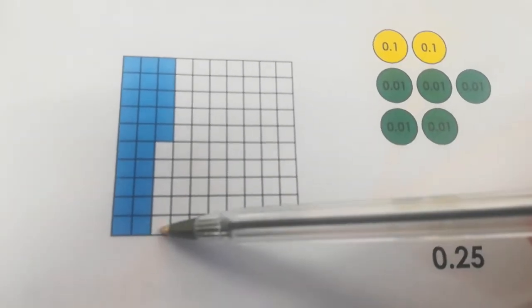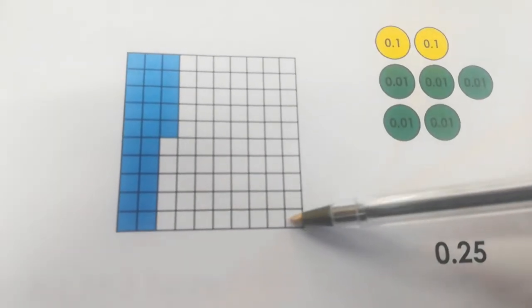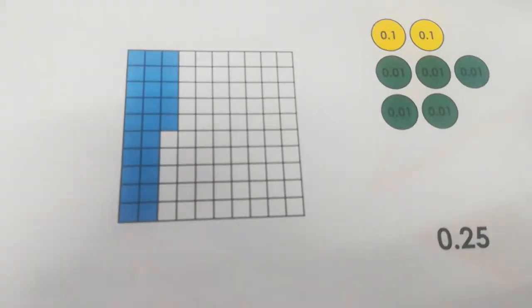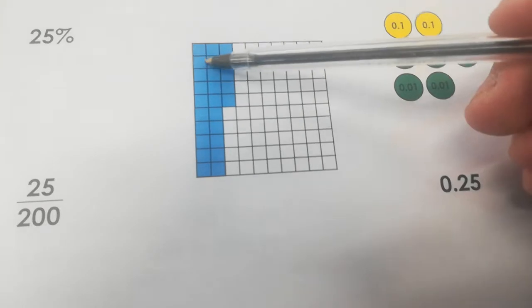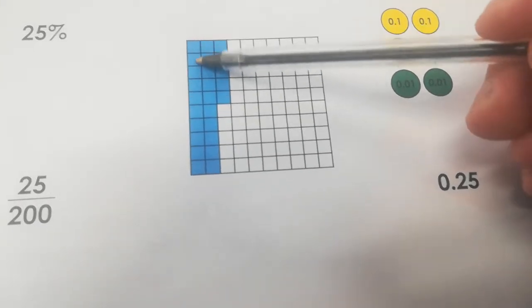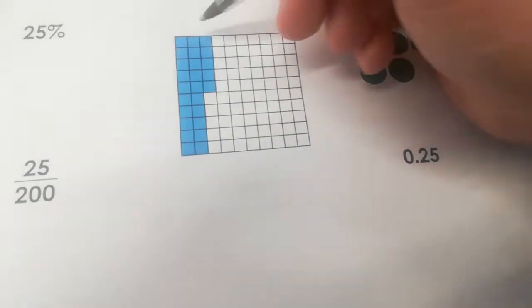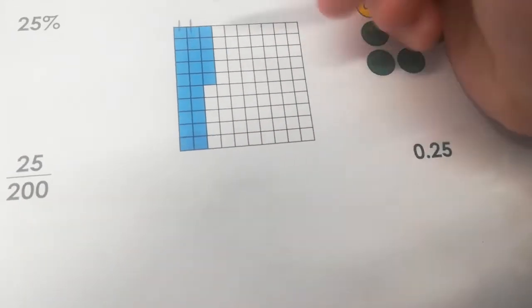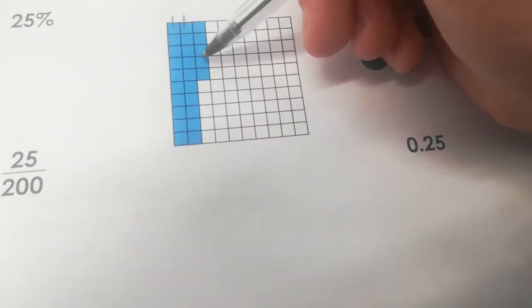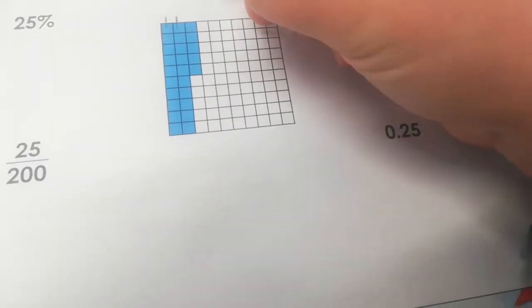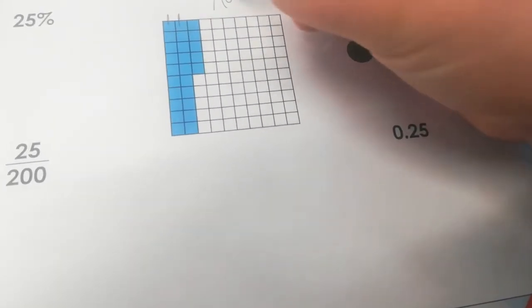We've got 1, 2, 3, 4, 5, 6, 7, 8, 9, 10. 10 by 10, this is 100 square. So what we have here is out of 100. Now, we know that one column, because I've just counted them, and we know 10 by 10, that's worth 10. That's worth 10, okay? So we count them up. We've got 10, 20, 21, 22, 23, 24, 25. So we have 25 out of 100 here.